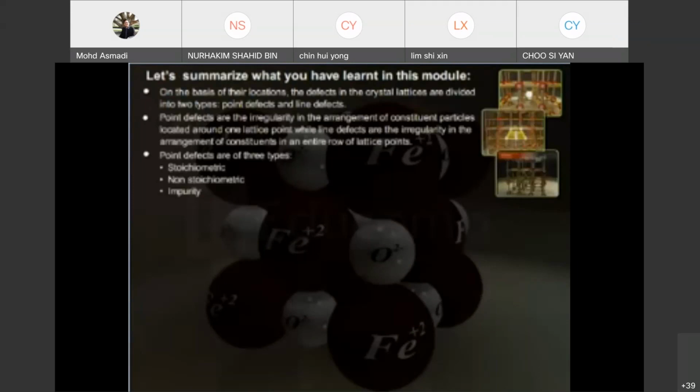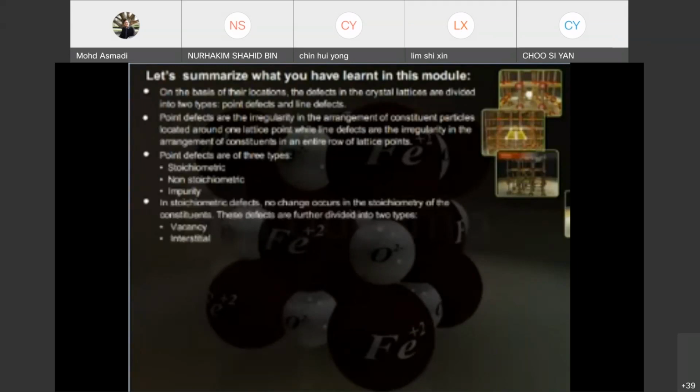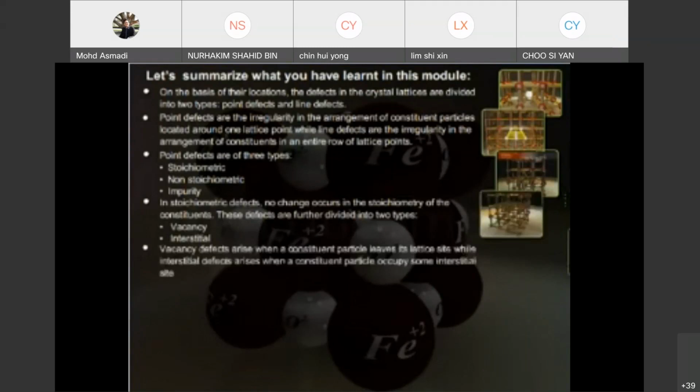Point defects are of three types: stoichiometric, non-stoichiometric, and impurity. In stoichiometric defects, no change occurs in the stoichiometry of the constituents. These defects are further divided into two types: vacancy and interstitial. Vacancy defects arise when a constituent particle leaves its lattice site, while interstitial defects arise when a constituent particle occupies some interstitial site.